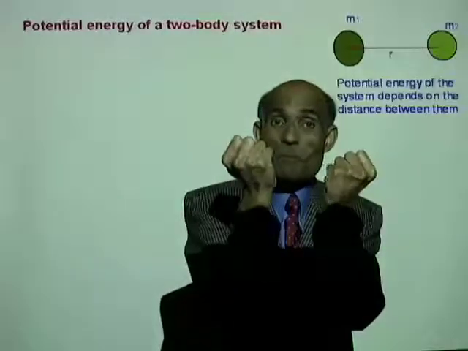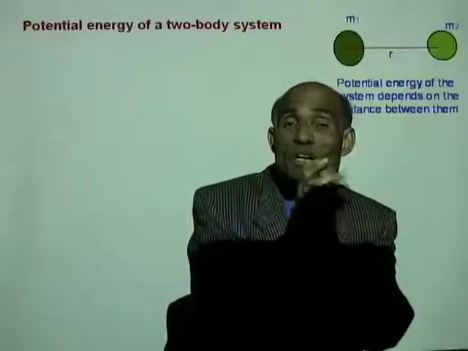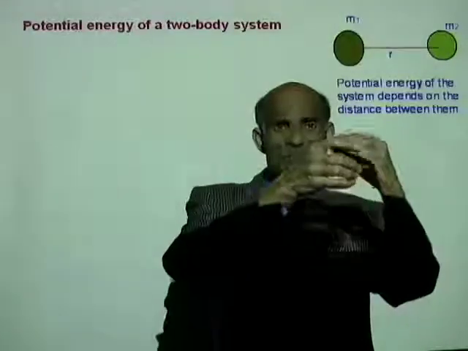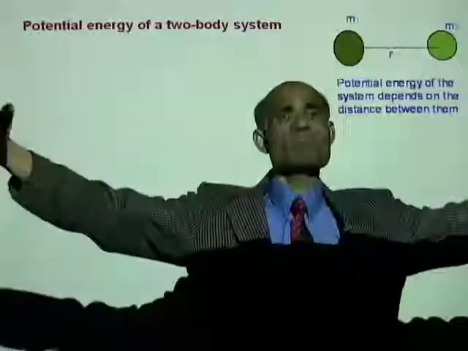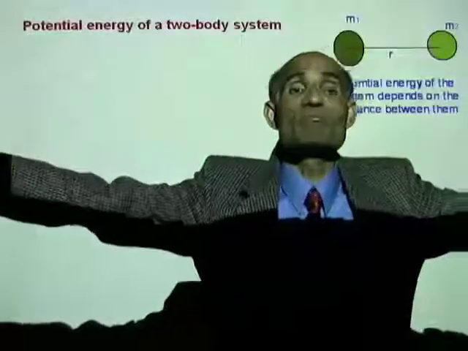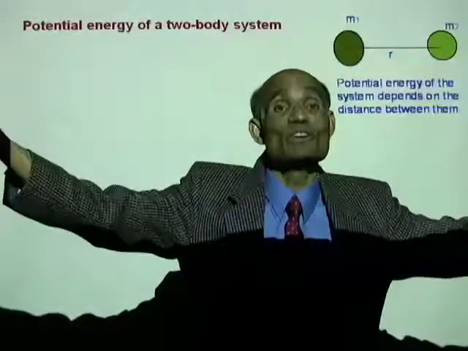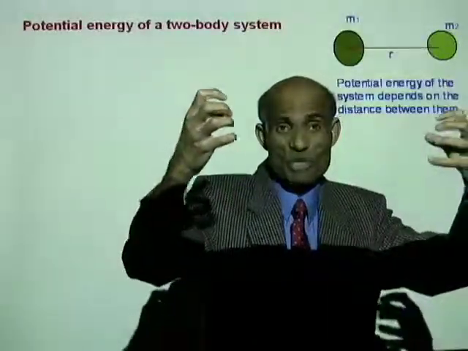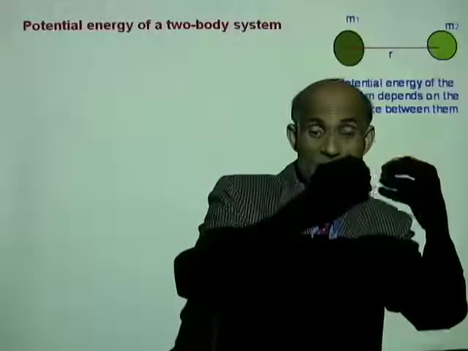When do they have the minimum potential energy? Potential energy is minimum when the objects are very close together. Potential energy is maximum when the distance between them is infinity, and we will assume that at that time the potential energy is zero. As the distance decreases, the potential energy becomes negative, more and more negative.